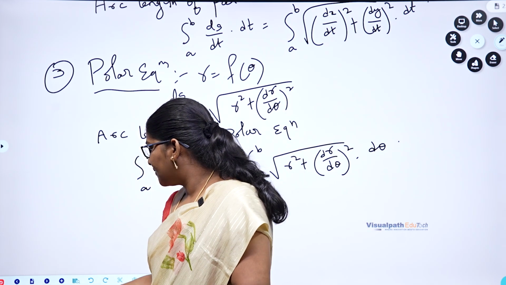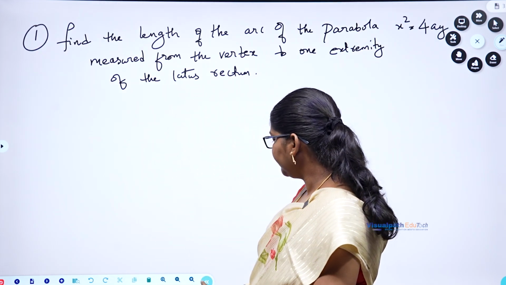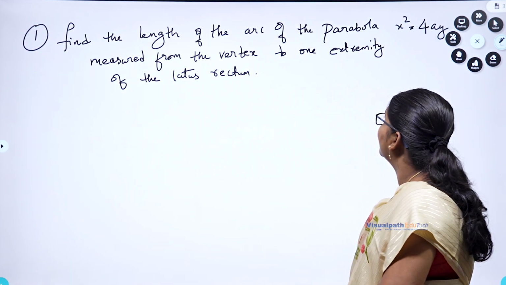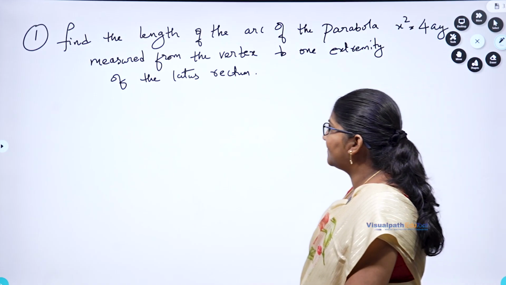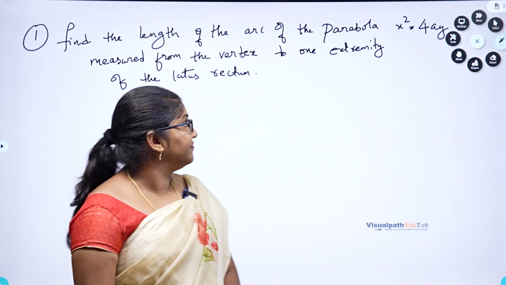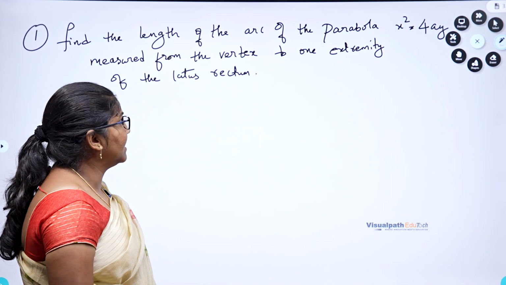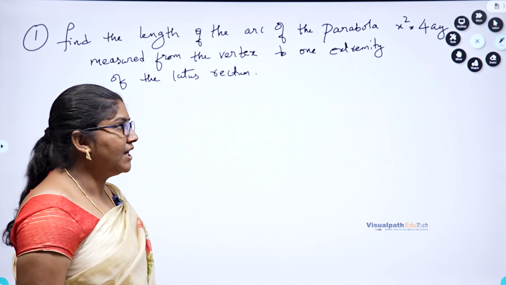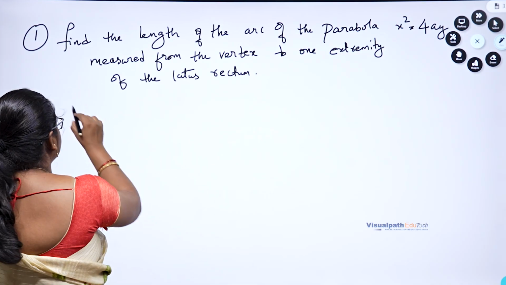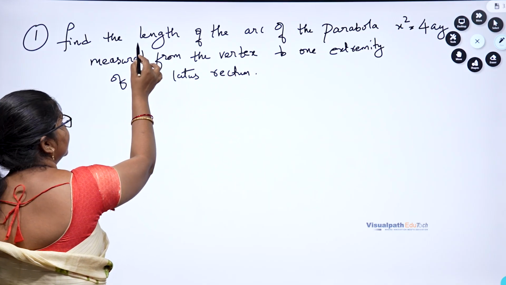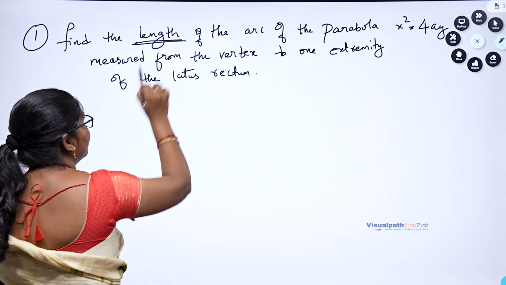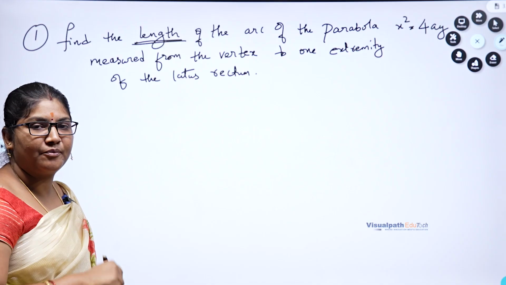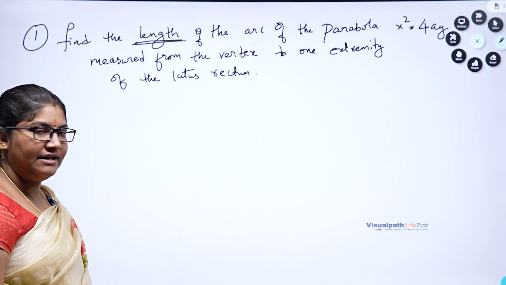Let us see question number 1. Find the length of the arc of the parabola x square is equal to 4ay measured from the vertex to one extremity of the latus rectum. Okay, this is question number 1. First, what is given? If the question is given like this, length means we have to apply the formulas which I have given in our introduction.